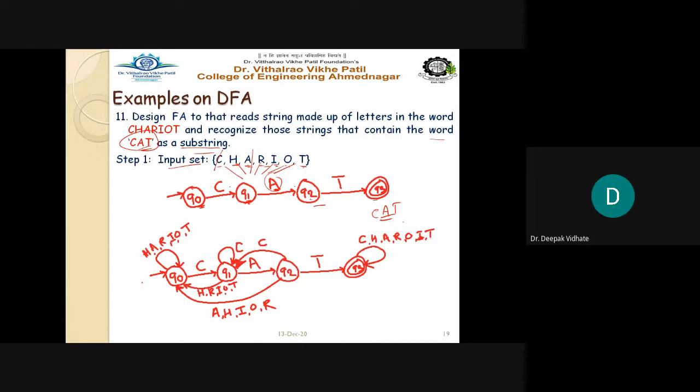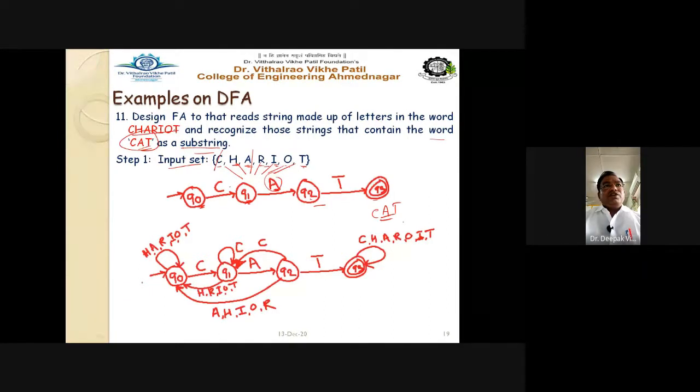This is the final DFA for the substring CAT from the given string CHARIOT. The input string is given to you, and you are asked to draw a DFA for the substring CAT. So Q0 on C is drawn here. For the remaining input, that is HARIOT, you take a self loop. Now Q1 on C goes to a self loop, and excluding C and A, all other inputs go to the Q0 state.